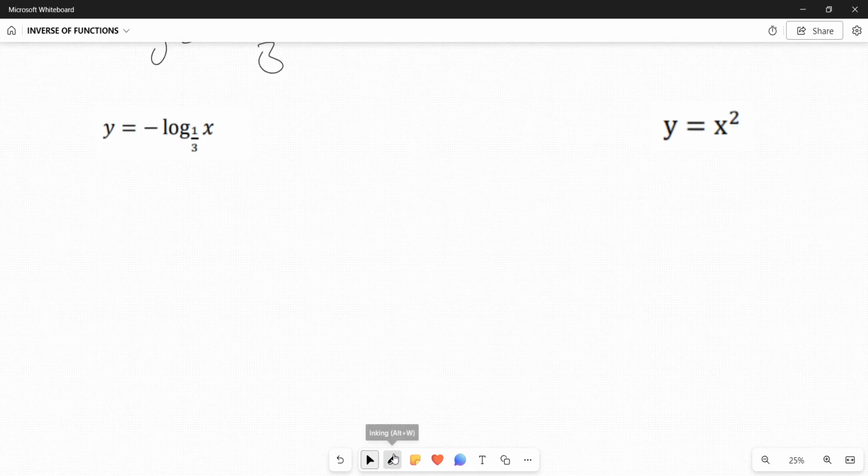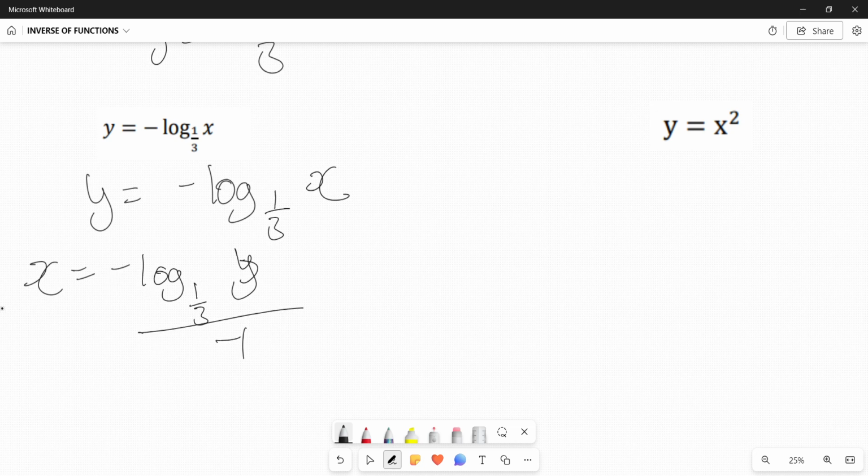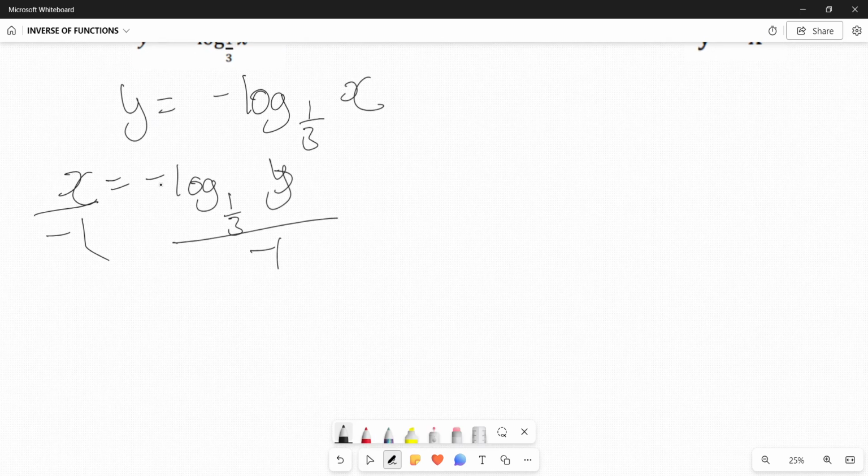So now let's try to solve it. So you have y equals negative log base 1 over 3 of x. So now you interchange x and y, so this will become x equals negative log base 1 over 3 of y. So now you have to get rid of this negative sign, divide by negative 1 on both sides, so now it will give you negative x equals log base 1 over 3 of y.